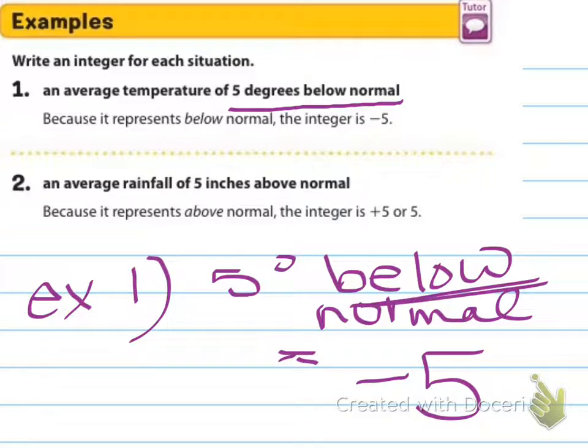Same thing for number 2. You can write just 5 inches above normal, and because we're talking about above, that implies a positive, and so it's going to be +5 or just 5 written alone without the positive because it implies that it's positive.